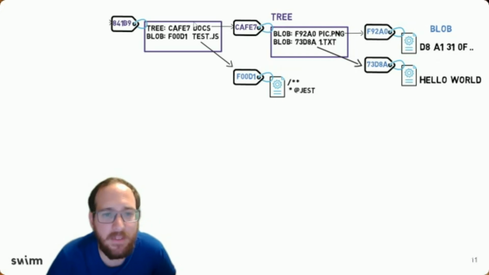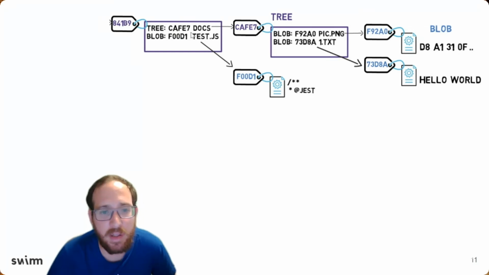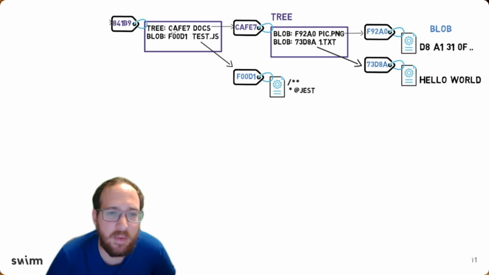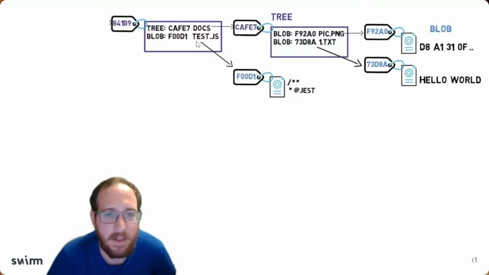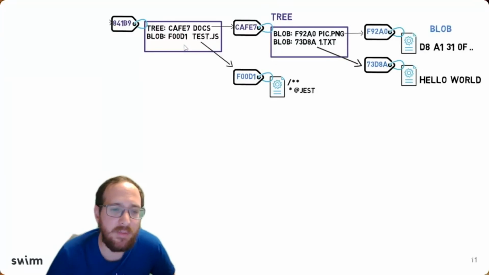Now I have another tree that has a reference to this tree. So I have a tree, and within this tree, I have a subtree, which is another folder. To use that, we say here we have a tree, not a blob, with the SHA-1 value of cafe7 and the name of docs. So we actually have a directory called docs, which in turn has 2 files, pic.png and 1.txt. And this tree also has a blob, the one with the SHA value of food1, and a file name called test.js.